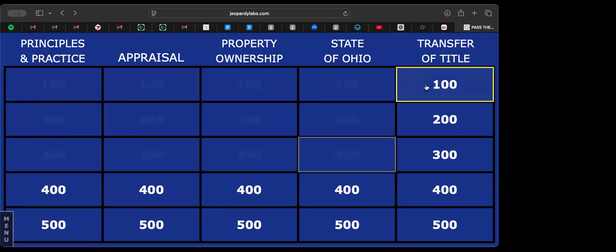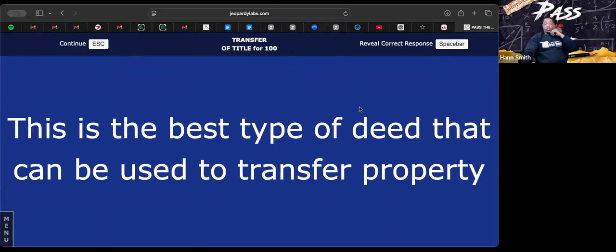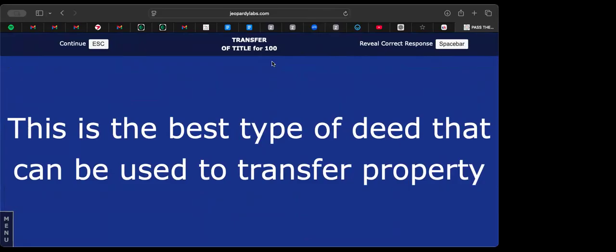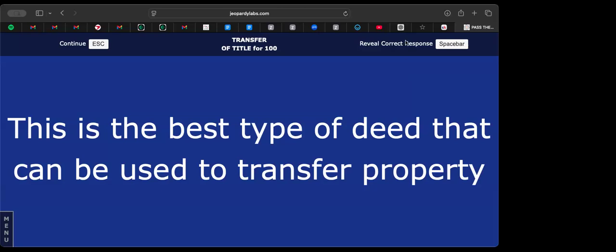Transfer title 100. Quitclaim deed? No, this is the best type of deed that can be used to transfer property. Warranty deed? General warranty deed. General warranty, yeah. Yeah, that's it. All right, give me one second.